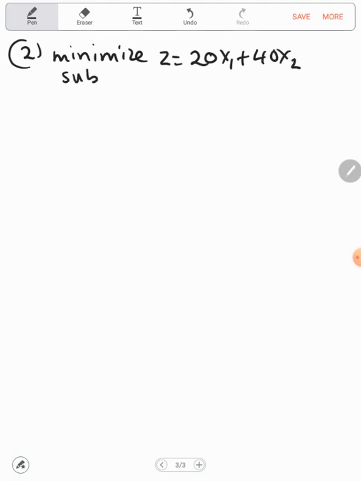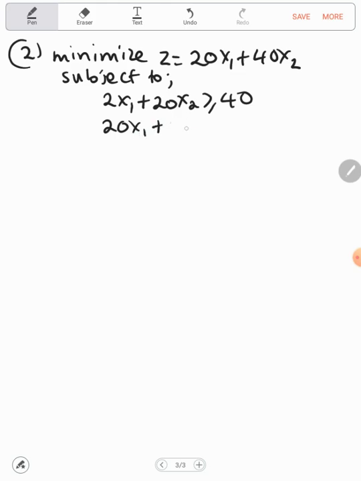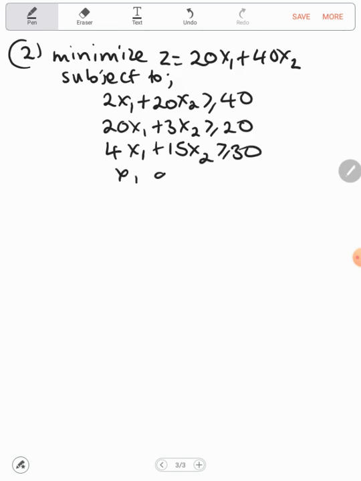Let's look at a different example. This is example 2. Example 2 involves a minimization problem. Minimize z equal to 20x1 plus 40x2, subject to the constraints 2x1 plus 20x2 greater than or equal to 40, 20x1 plus 3x2 greater than or equal to 20, 4x1 plus 15x2 greater than or equal to 30. x1 and x2 are greater than or equal to 0.